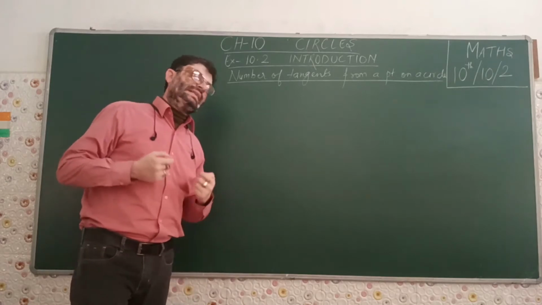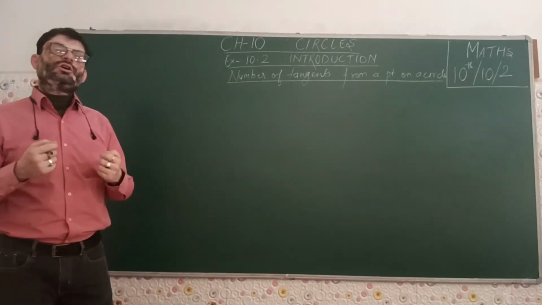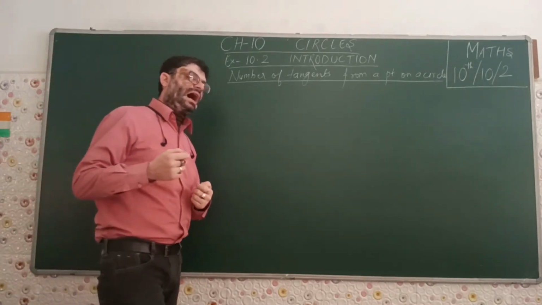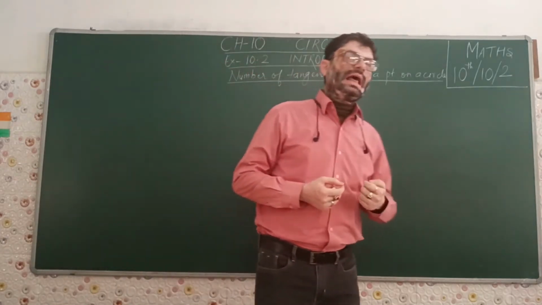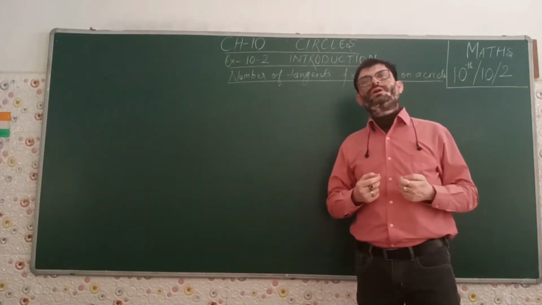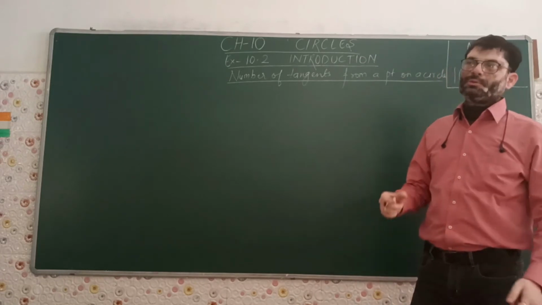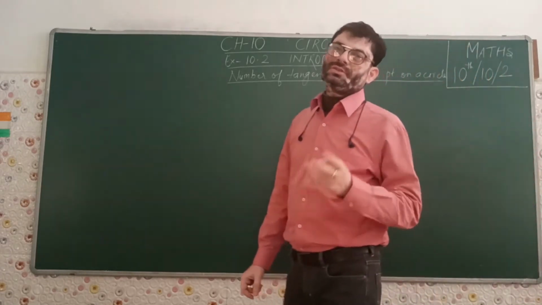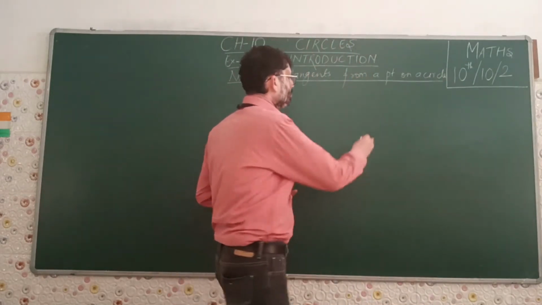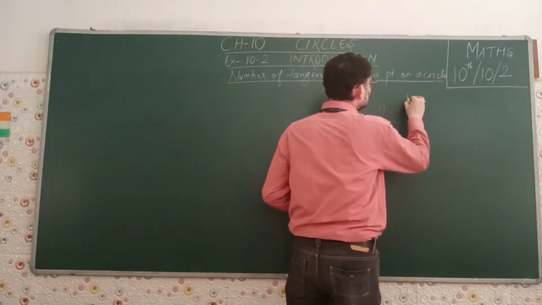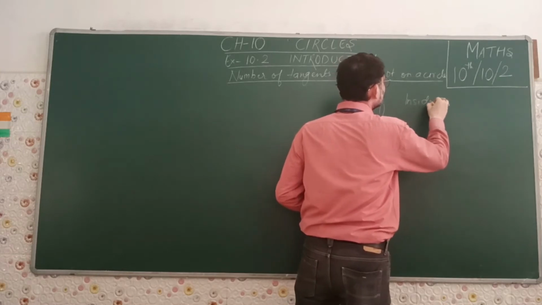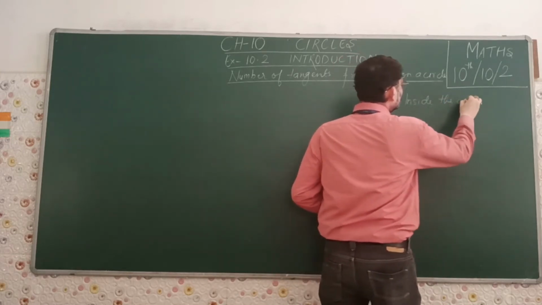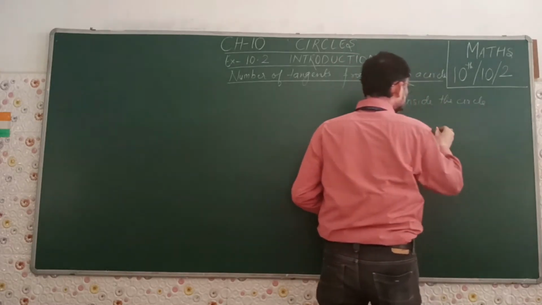Whether the point is inside the circle, it is on the circle, or it is outside the circle. So we will have to deal with 3 cases to find the number of tangents that are possible to draw on a circle at 3 different positions of that point. The very first position that we will be dealing with is, suppose the point is inside the circle.